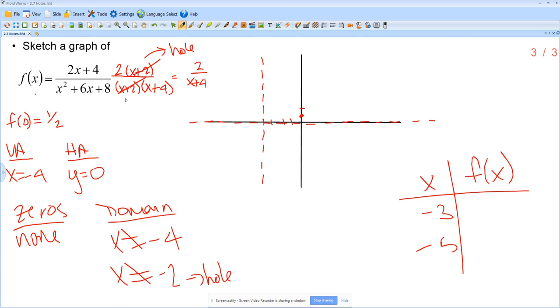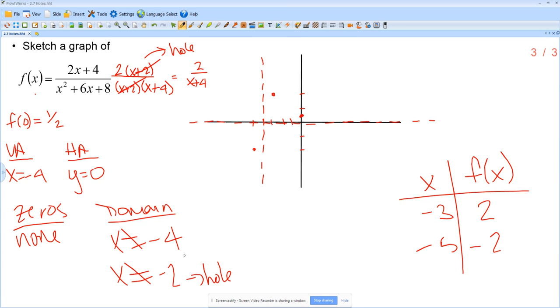So negative 3, if I substitute that into this, I'd get 2 over 1, which is 2. So negative 3, 2. Negative 5, if I substitute into this, I get 2 over negative 1, so negative 2. That tells me where my function is.